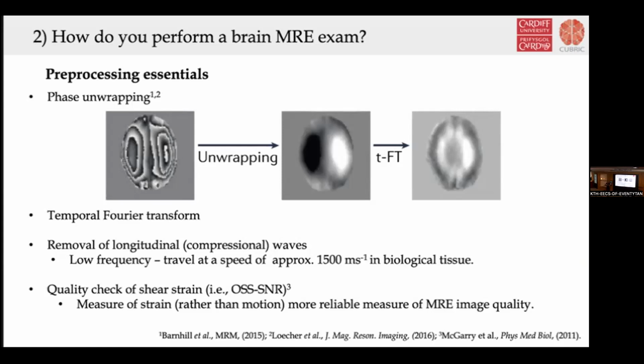It's also important to examine whether the displacements are of sufficient quality to undergo this kind of reconstruction. A really popular method is called the octahedral shear strain SNR, and it literally gives you a value which shows whether the measure of strain is sufficient and will give you good enough quality data. And we know that the measure of strain rather than motion provides a more reliable measure of the quality of the data.